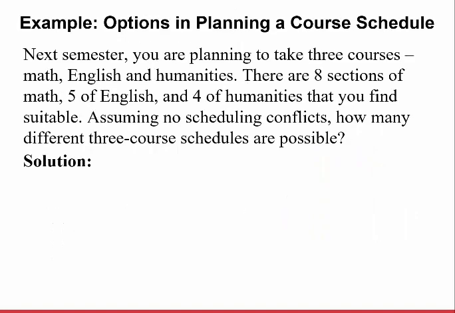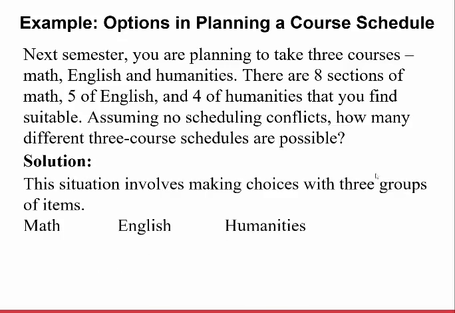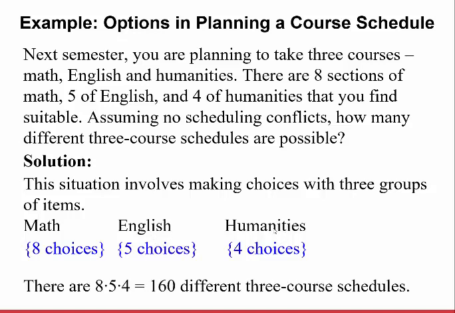Let's try this one. Next semester, you are planning to take three courses: math, English, and a humanities course. There are eight sections of math, five sections of English, and four humanities that you find suitable. Assuming there are no scheduling conflicts, how many different three-course schedules are possible? Well, this situation involves making choices with three groups of items. For math, I have eight choices. For English, I have five choices. For humanities, I have four choices. So just multiplying, choosing one math, one English, one humanities, eight times five times four equals 160 different three-course schedules.